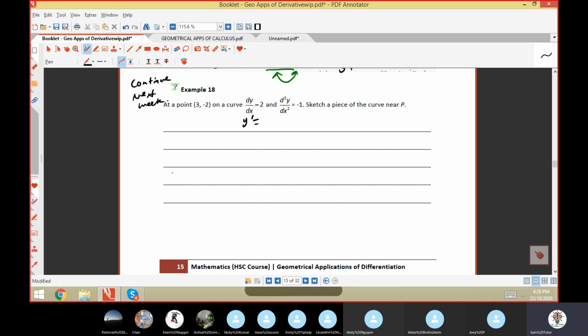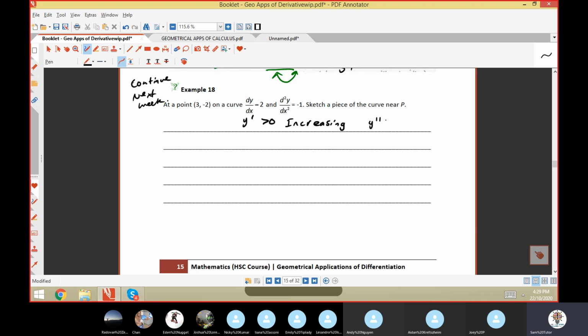No. If y dash is greater than 0, y dash, anyone? Greater than 0? Increasing. Thank you. See how you're already falling behind? You're not revising. You don't want to restudy.